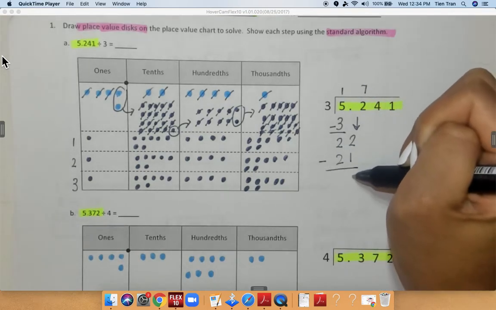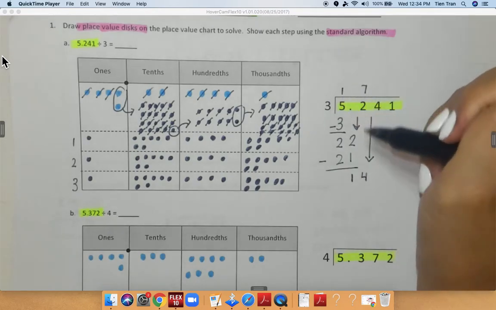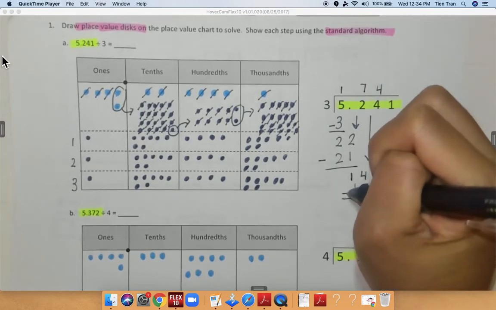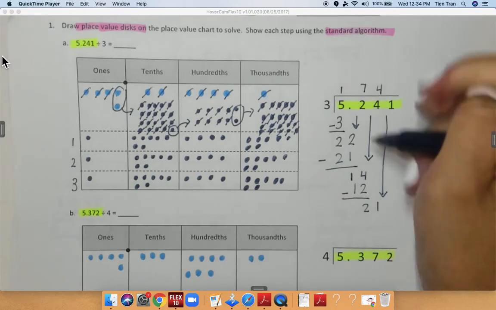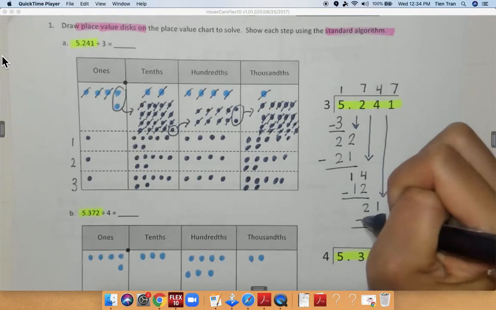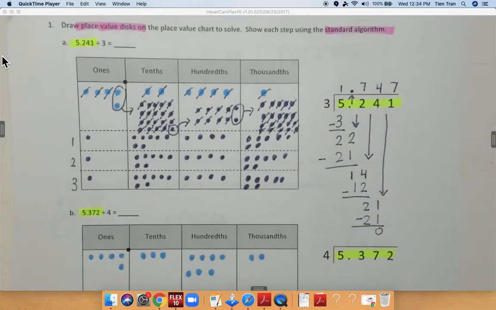22 minus 21 is equal to 1. Bring down my 4. 3 can go into 14 4 times. 14 minus 12 is equal to 2, and bring down my 1. 3 can go into 21 7 times. Subtract, and I get 0. I'm going to make sure I bring up my decimal.